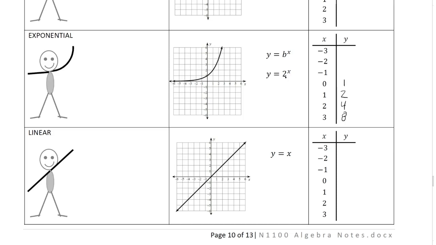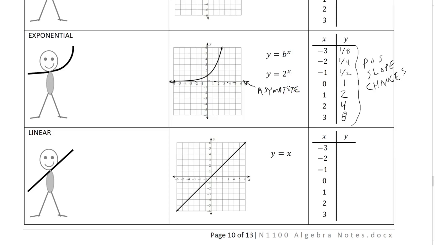So 2 to the negative 1 power is 1/2. 2 to the negative 2 power is 1/4. 2 to the negative 3 power is 1/8. This graph has a continuously changing positive slope. It gets steeper as it is rising to the right side of the graph. The graph never crosses below the x-axis, so this x-axis is called the asymptote.